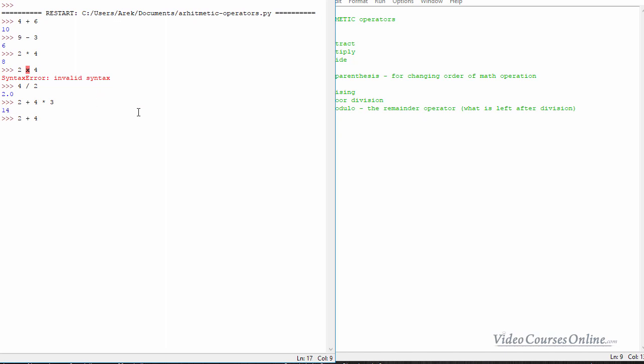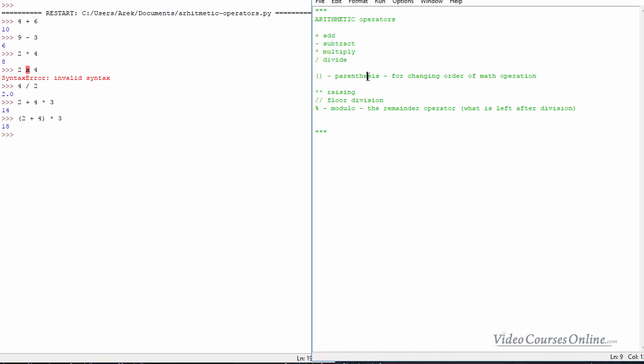But there are times when you want to change the order of execution of what should be evaluated first. So now the computer sees the parentheses here and this part will be executed first. 2 plus 4 is 6. 6 multiplied by 3 is 18, right? So that's how it works.